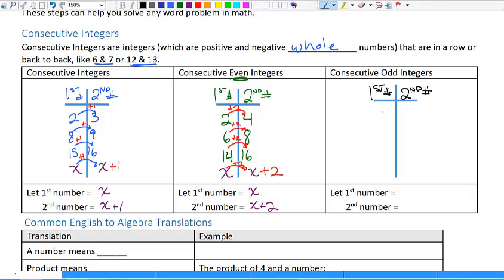So if I give you a first number as an odd number, so I have to make sure that I start with an odd number, so 3. What's the next consecutive odd number after 3? Well, that's 5. How about 9? Next consecutive after 9 is 11, and one more, we'll do 15. What's the next consecutive after 15?